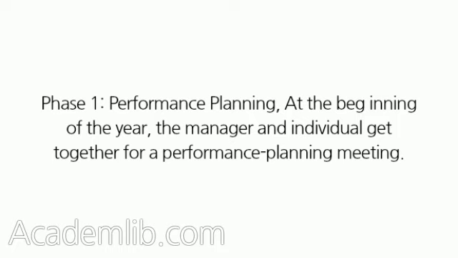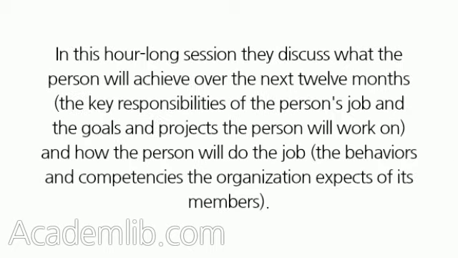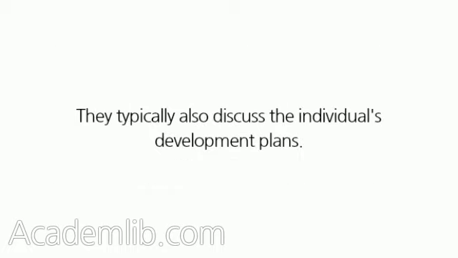Phase 1, Performance Planning. At the beginning of the year, the manager and individual get together for a performance planning meeting. In this hour-long session they discuss what the person will achieve over the next 12 months, the key responsibilities of the person's job and the goals and projects the person will work on, and how the person will do the job, the behaviors and competencies the organization expects of its members. They typically also discuss the individual's development plans.